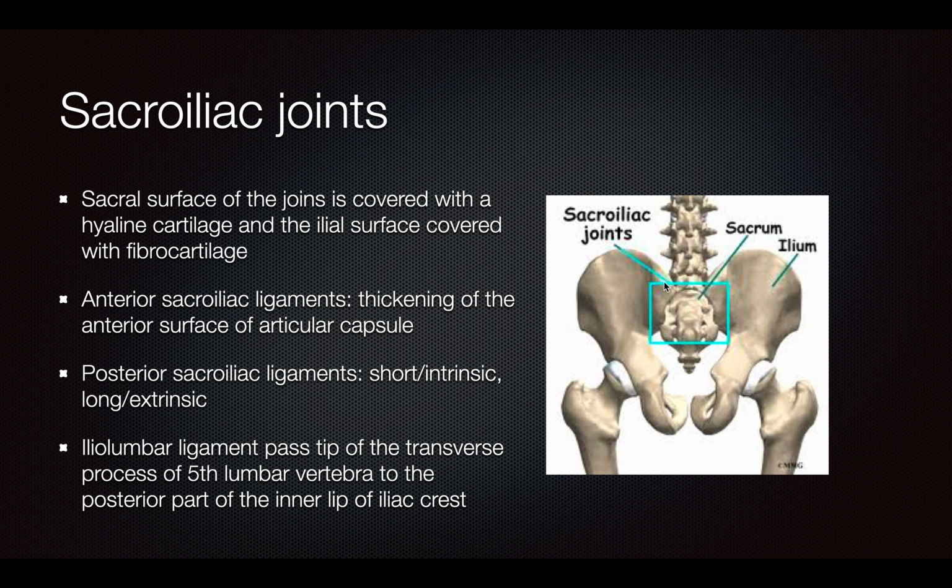The iliolumbar ligament, as you can guess, would be right here, attaching into the lumbar spine. The ligaments pass from the tip of the transverse process of the 5th lumbar vertebra to the posterior part of the inner lip of the iliac crest. So that just means it connects from there to there. It's a rather short but strong ligament.